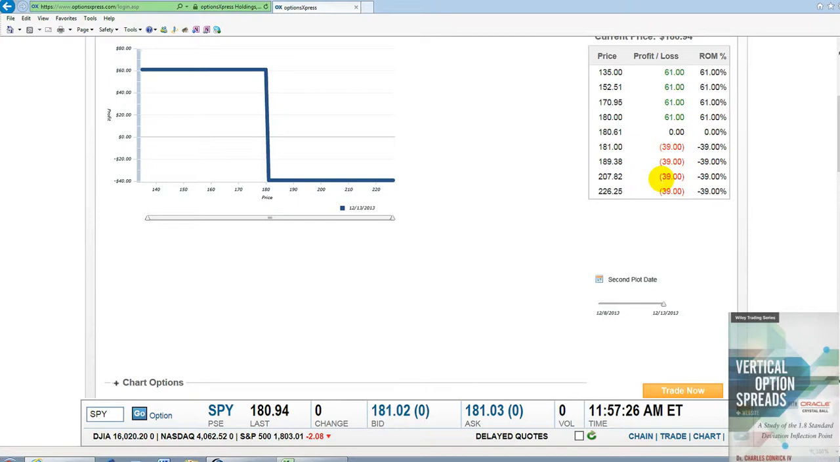So if SPY stays at 181 or goes down, you can kind of see your break evens. If SPY stays at 181, we're going to lose $39. But if it goes down to 180.61, we'll break even. And if it drops a buck, we'll make the full profit. And anything below that, we'll make the full profit. So that's the bear call spread.